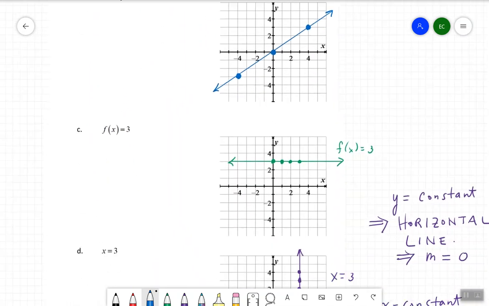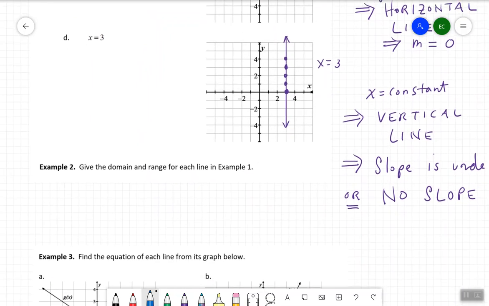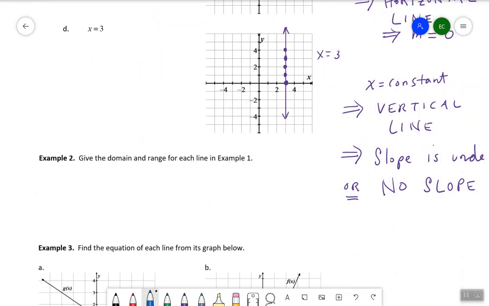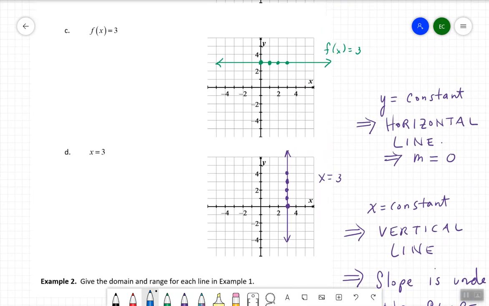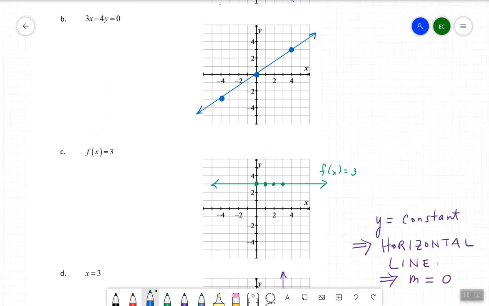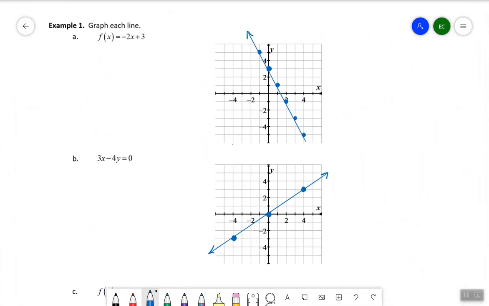And so now what I'd like to do is go on to example 2, which just says look back at the graphs from example 1 and give the domain and the range for each of those lines. So let's go back up here and let's talk about domain and range. Now this is a review from the previous section, from section 2.3, where we already introduced this idea.